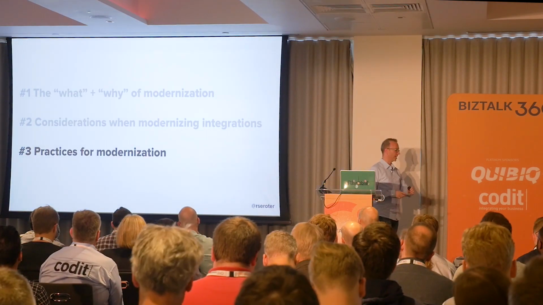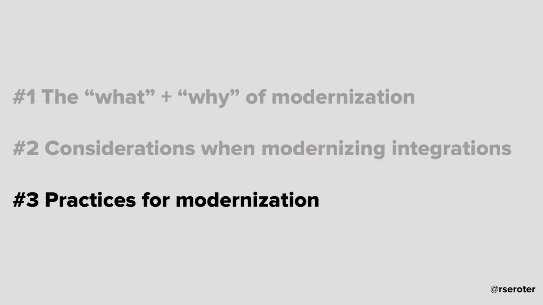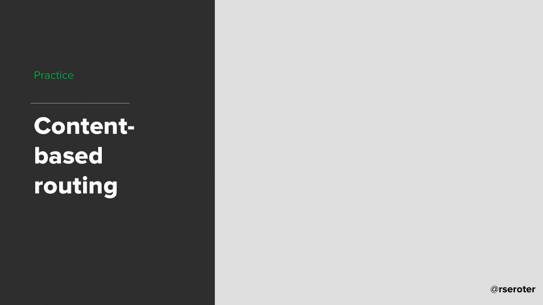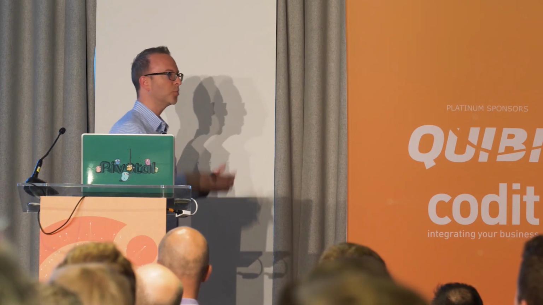So what are some practices then? What would 2019 Richard tell you that 2009 Richard wouldn't even have known about? Let's talk through a few practices that I think matter. So content-based routing. I've got to route stuff. What would old Richard have said? I was young Richard, I guess, back then. Young Richard would have said, sure, BizTalk and SendPort subscriptions, right? Kind of elegant, centralized, makes a lot of sense. Promote some properties, everybody's happy.